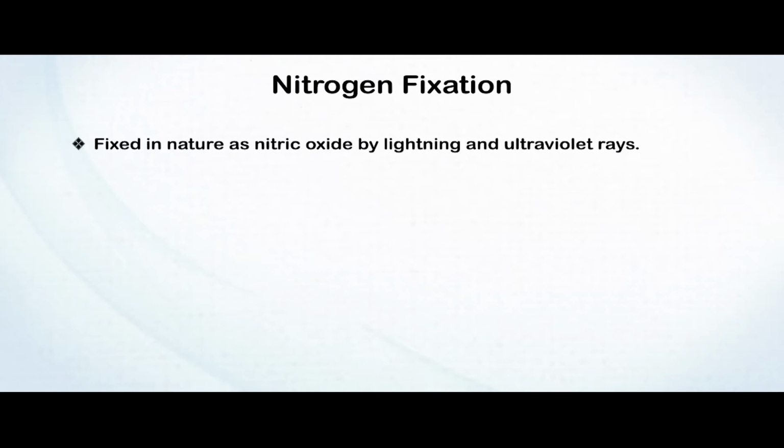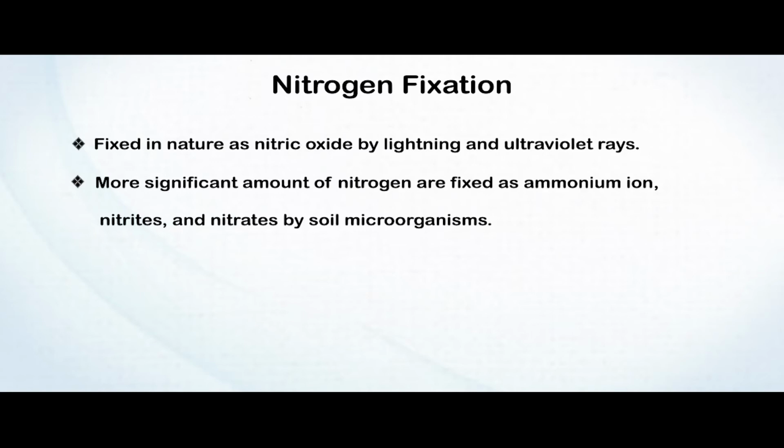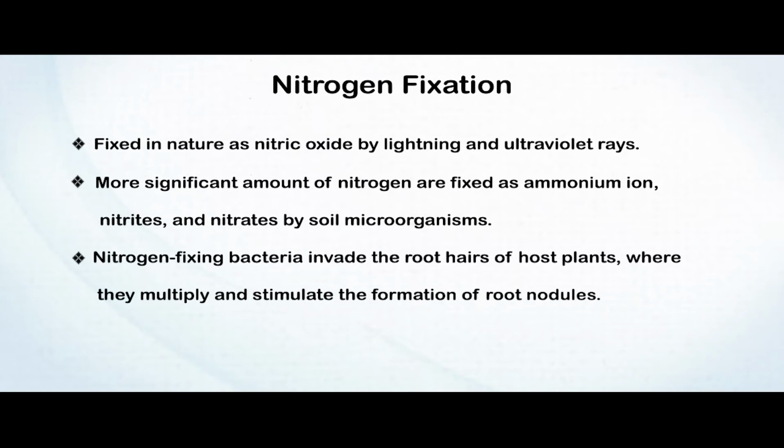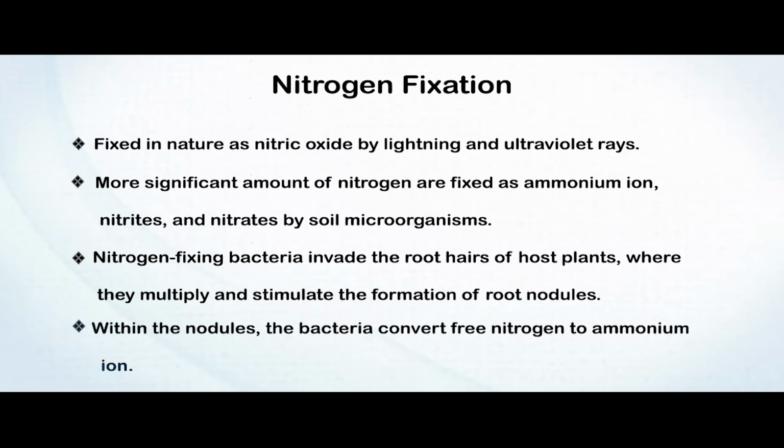Nitrogen is fixed in nature as nitric oxide by lightning and ultraviolet rays. A more significant amount of nitrogen is fixed as ammonium ion, nitrates, and nitrites by soil microorganisms. Nitrogen-fixing bacteria invade the root hair of host plants, where they multiply and stimulate the formation of root nodules. Within the nodules, the bacteria convert the free nitrogen to ammonium ion.